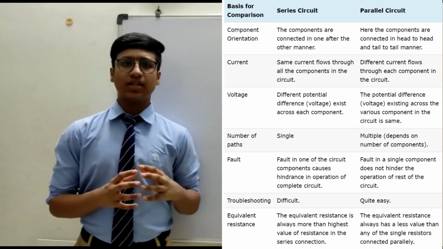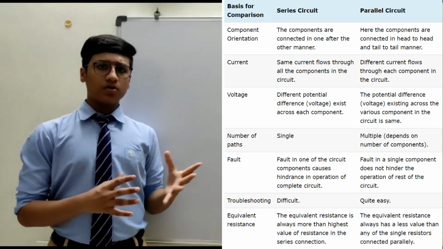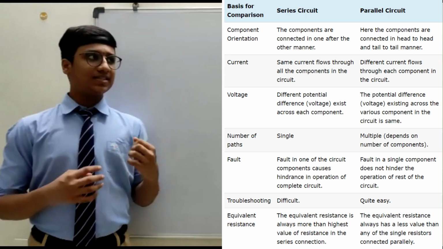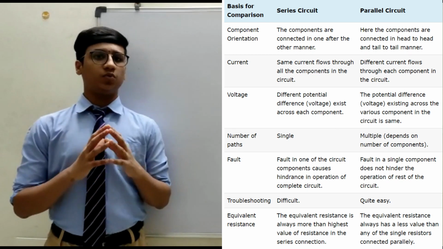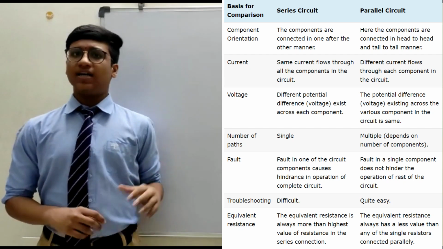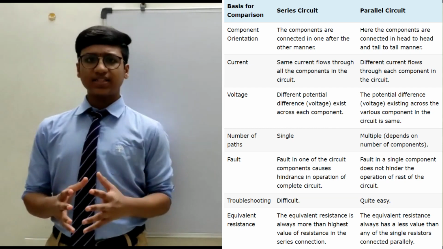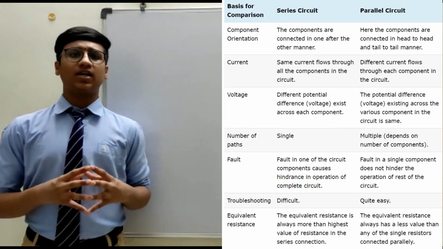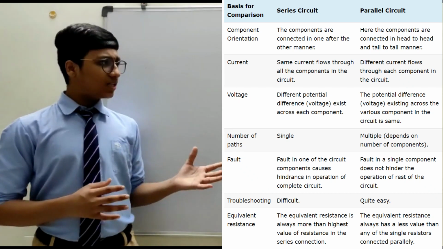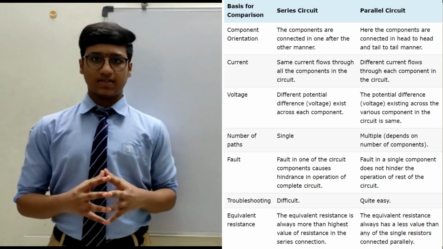While in parallel circuit, even if there is a fault in any one of the components, the other components work perfectly fine. Sixth is troubleshooting. In series circuit, troubleshooting is very difficult, while it is quite easy in parallel circuit. Seventh is equivalent resistance. The equivalent resistance in series circuit is high as compared to individual resistors, but in parallel circuit it is less than individual resistors.